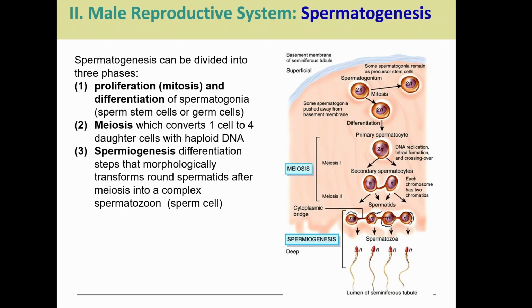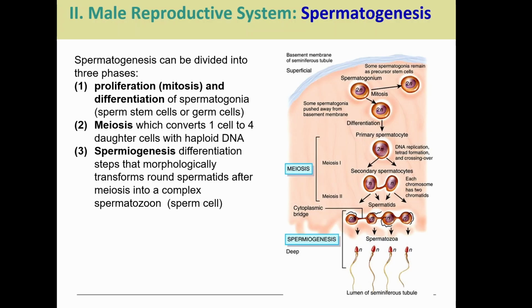And so we can really divide this process into 3 different spots. We have proliferation, which is mitosis, and differentiation. This is where we're producing a spermatocyte from a spermatogonia. Meiosis, which is the second part, where we're going to go through to produce our secondary spermatocyte and spermatids, where we now go from diploid to haploid.